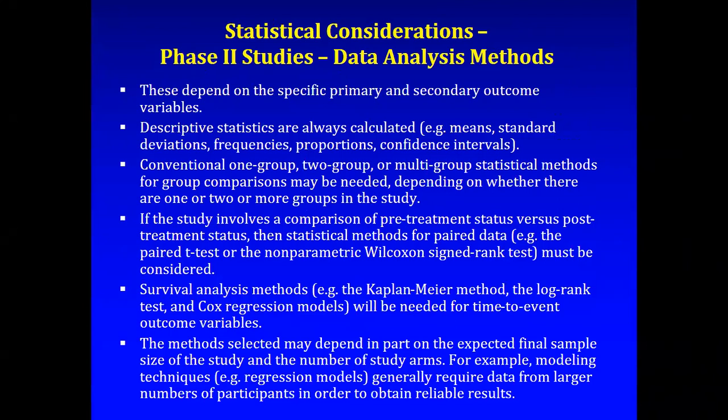Now the question might come up, well, we did a phase 2 study and we ended up with a small number of patients. Well, that may limit some of these methods that I've listed here. It may limit the use of some of these methods. For example, the survival analysis methods, you do need, I don't want to say there's a set minimum number, but if we only have a handful of patients, trying to run survival analysis on those is not going to produce meaningful results.